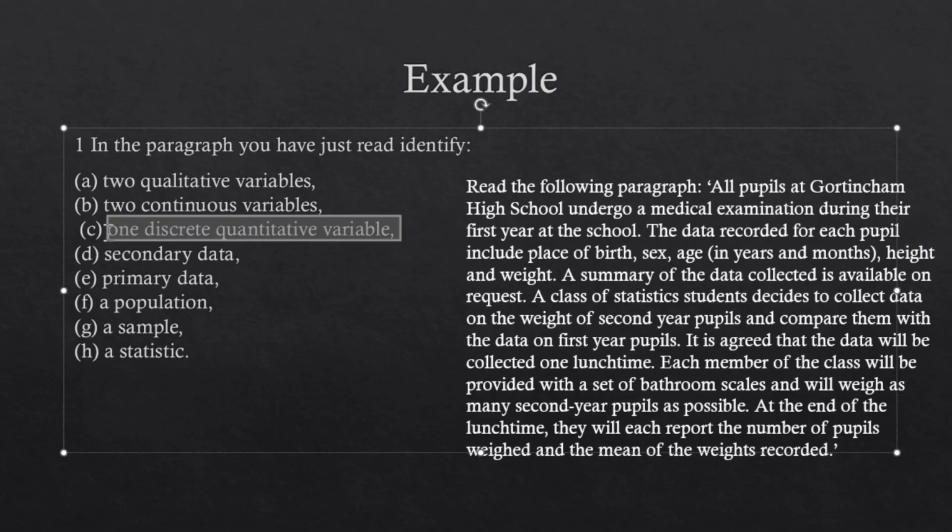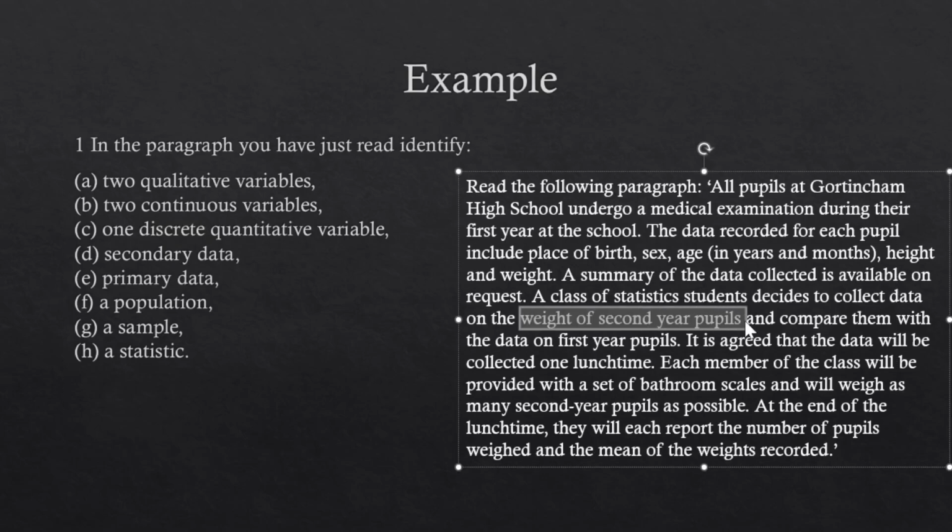And then for C, we need one discrete quantitative variable. So one which we can measure with numbers; it is numerical data and it's discrete, like shoe size. This could be something like the number of pupils weighed. So how many pupils did they weigh to collect the data?